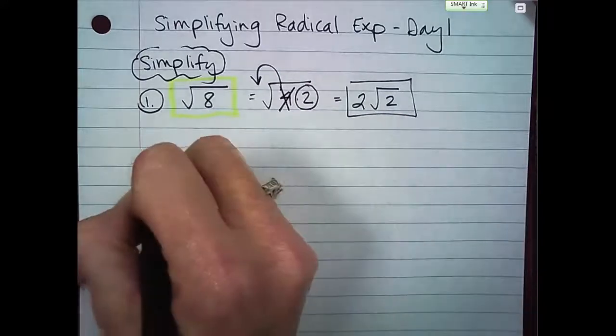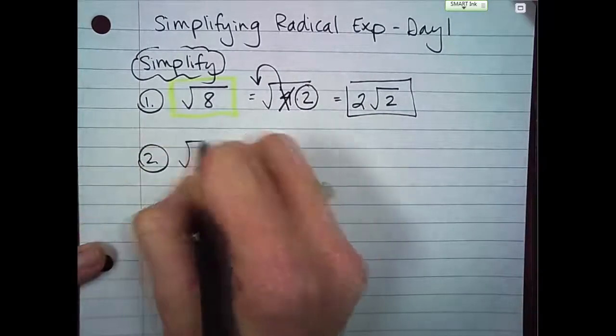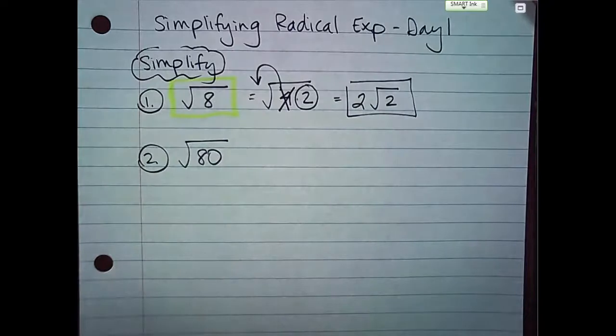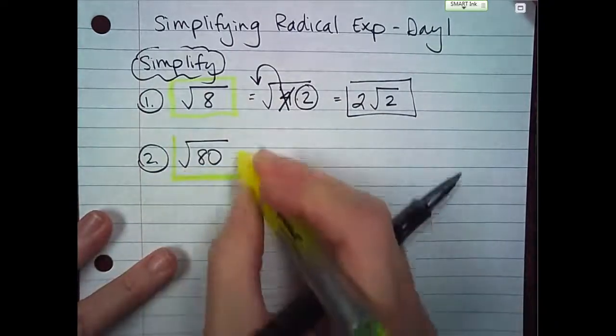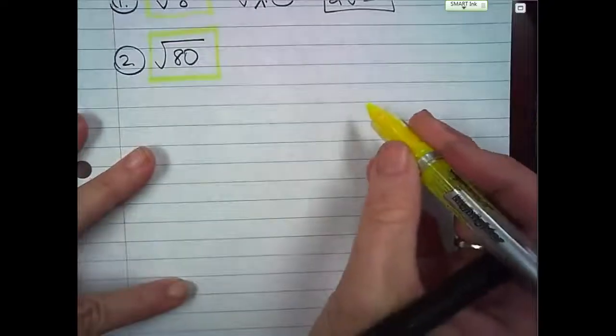Okay, let's look at number 2. The square root of 80. This one's a little harder because you might not naturally just see something that fits into 80, but look at your perfect squares and see if you can figure out what fits into 80. What perfect square? Not perfect cube. Yeah, it's the square root of 16 and 5. So you rewrite it as 16 times 5.